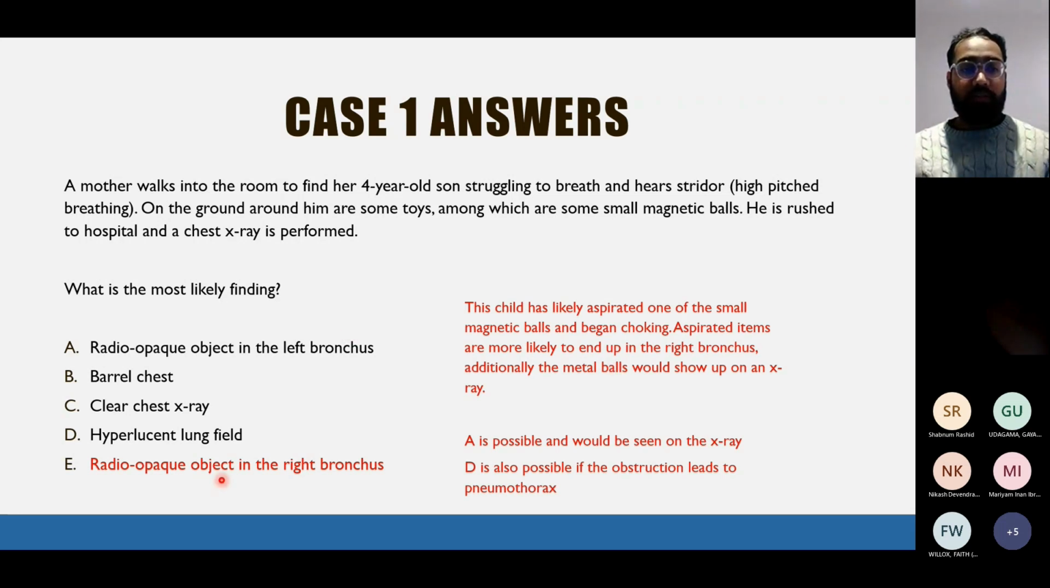You might see a clear chest X-ray, or you might see hyperlucent lung field if that lung has collapsed because there's no air entry in or out. But with all of these questions, you want the most likely answer, the single best answer. So even if other answers are correct, you have to choose the one which best fits the picture. That's E.